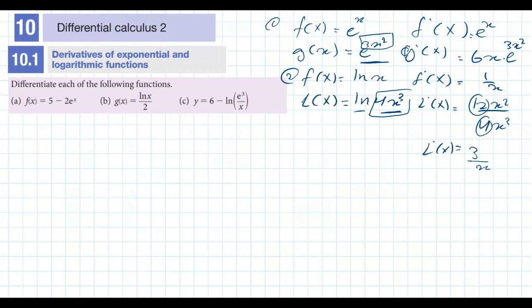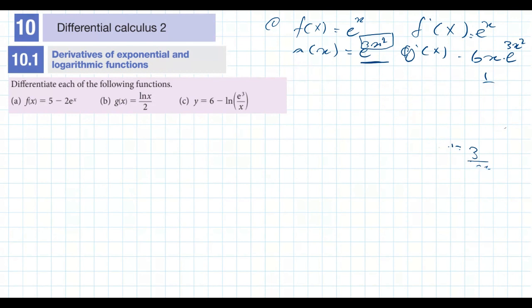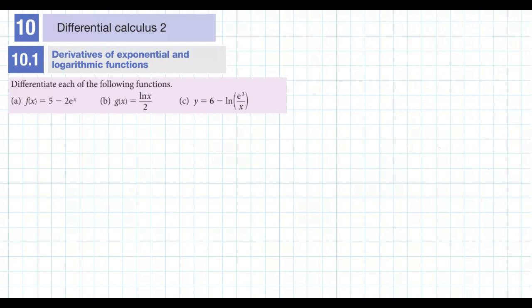Now we have the first example to deal with. It says: differentiate each of the following functions. About the first one, which is a, to solve the first question, we need to determine f dash of x. Then the derivative of 5 becomes 0, and the derivative of negative 2e power x becomes negative 2e power x. This is the first function.